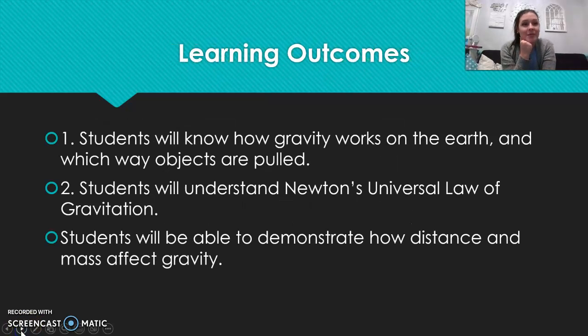The learning outcomes that you should be able to do or demonstrate by the end of this presentation are: Number 1, students will know how gravity works on the Earth and which way objects are pulled in. Number 2, students will understand Newton's universal law of gravitation. Number 3, students will be able to demonstrate how distance and mass affect gravity.